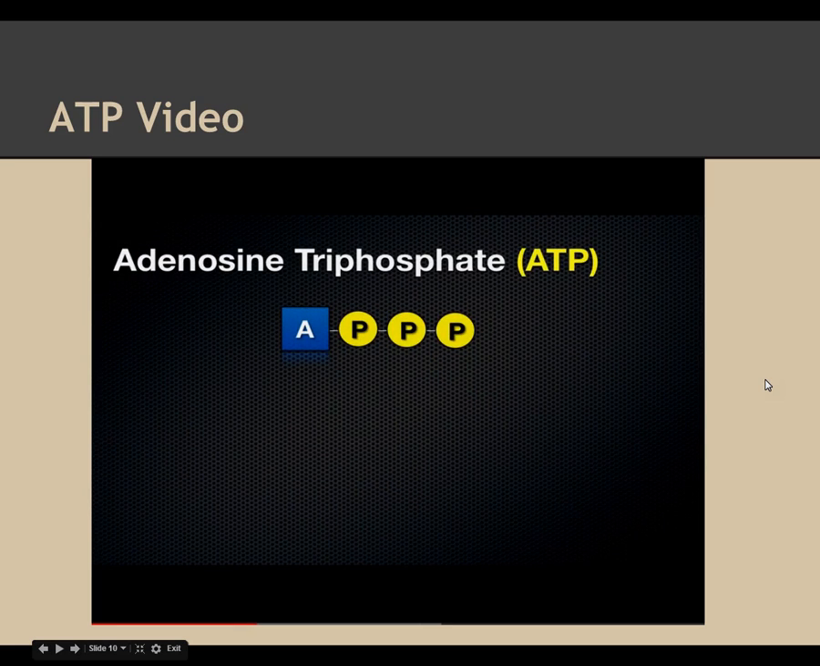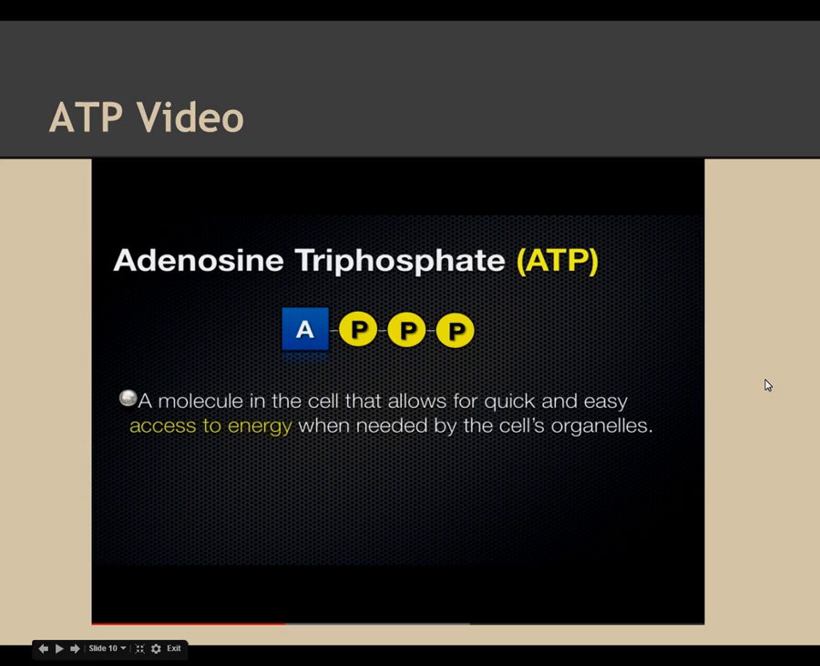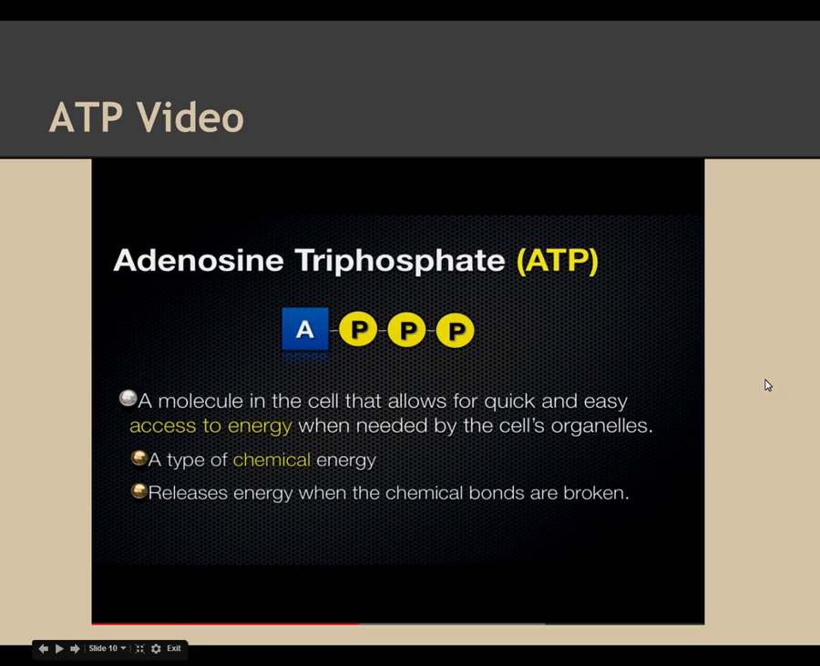Here you can see the A representing adenosine, and you can see 3 P's representing 3 phosphate groups. ATP is a molecule in the cell that allows for quick and easy access to energy when needed by the cell's organelles. In other words, this is the energy currency of the body. When the cell needs energy, it gets it from ATP. It's a type of chemical energy in that it releases energy when the chemical bonds are broken. When the bond is broken between 2 phosphate groups, that releases energy. Let's take a look at how exactly this happens in the cell.